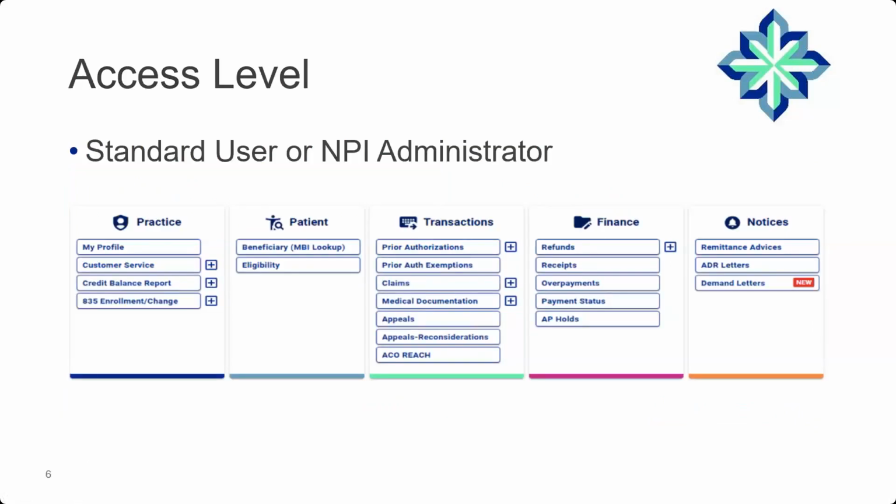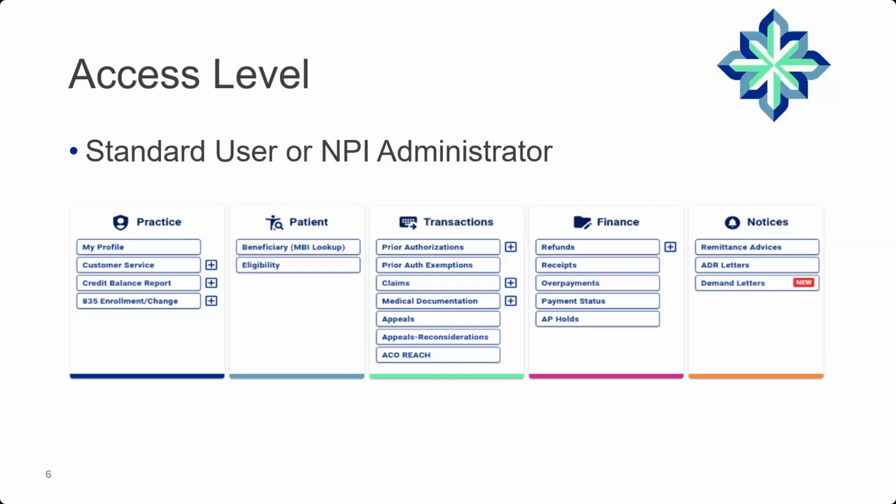Now, the portal does have 3 different access levels: eligibility, standard users, and NPI administrators. Eligibility users have access to verify patient eligibility and contact customer service. So the whole finance card that we're looking at today, that's not even going to be an option if you only have eligibility access. The picture that I have shown here is of a standard user's homepage.